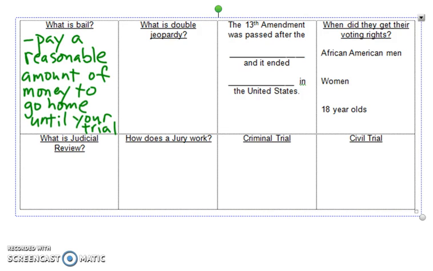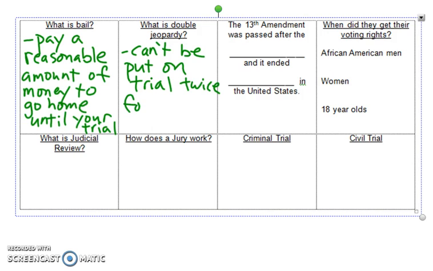Double jeopardy is another legal term. It means you can't be put on trial twice for the same offense, for the same crime. And that's to keep the government from putting you on trial over and over again until they finally convict you. So they only get one chance to convict you of a crime, one trial.